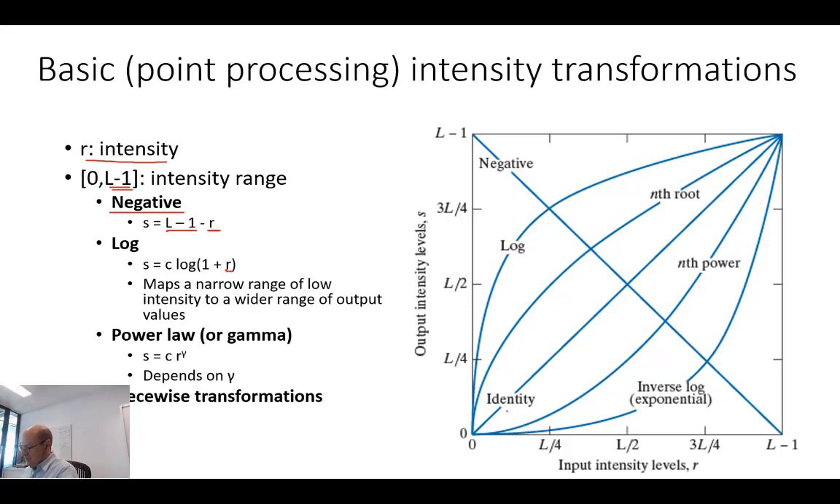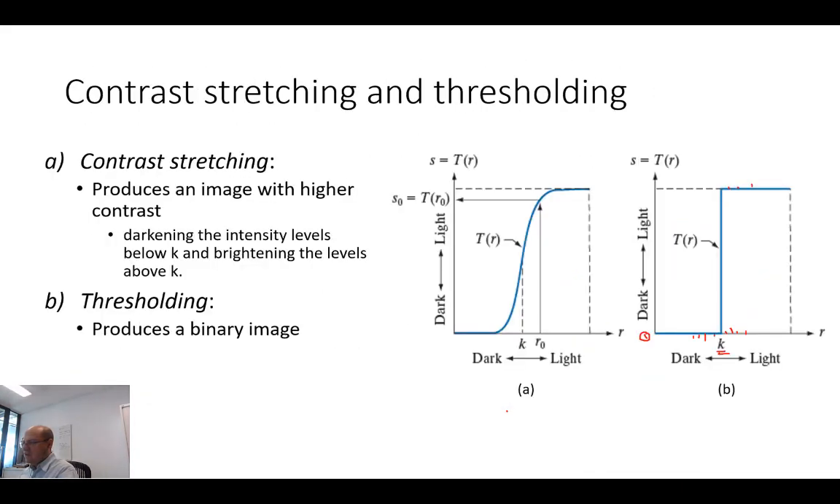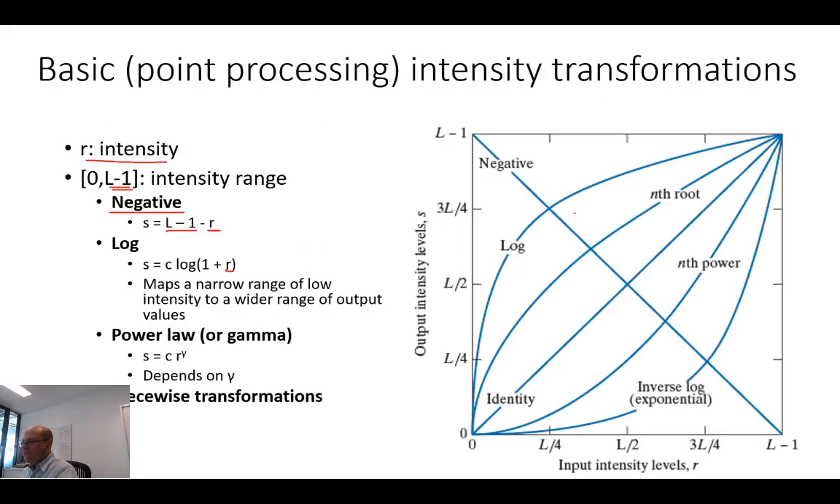So for instance, the log is what we discussed here. It's not exactly a log, but it's similar to this kind of transformation, where we get a narrow range here of intensity values in the original image, and these are mapped to, sorry about my bad drawing here, a wider range.